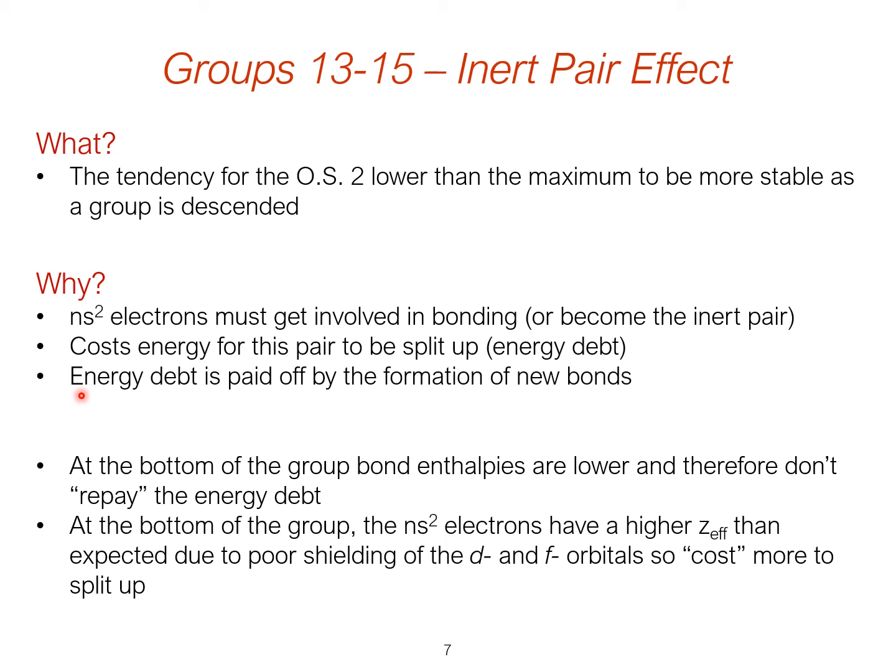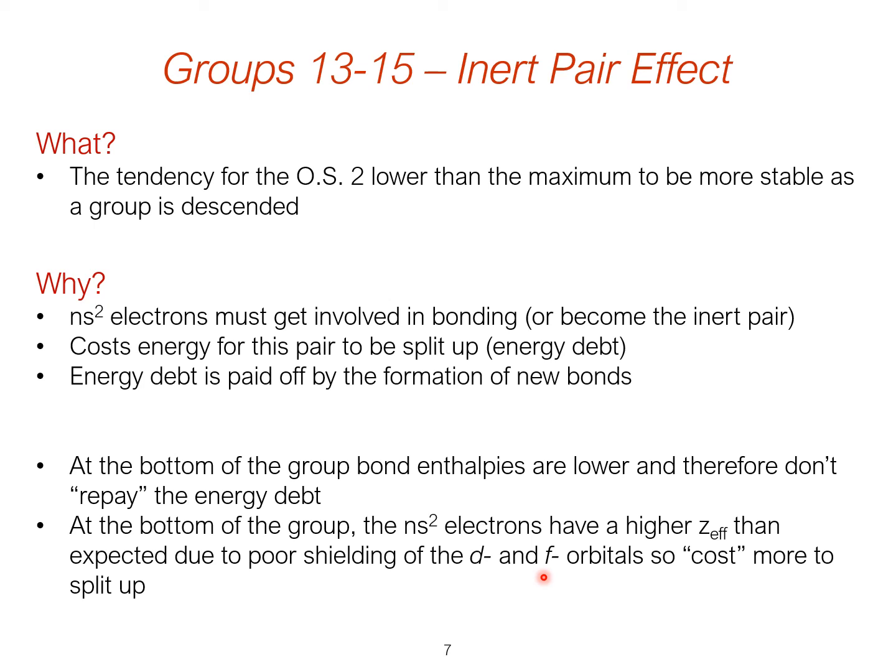So not only is the energy debt not paid off by the formation of new bonds, but the energy debt at the beginning costs more, because they've got a higher charge, they're much harder to split up, so it takes more energy. And the reason for this is the poor shielding in the d and the f orbitals that obviously aren't present at the top of the group. So like with carbon, d and f orbitals haven't come in there yet, but they do lower down.